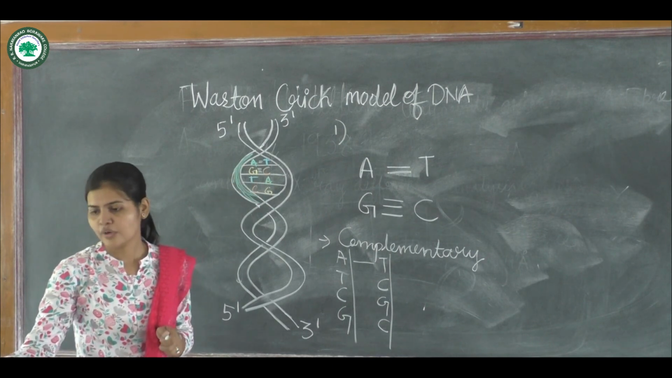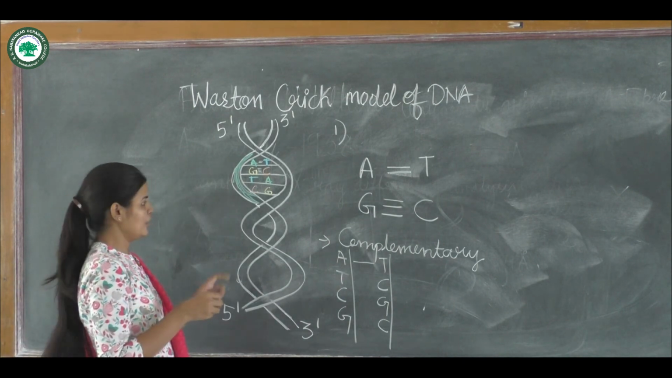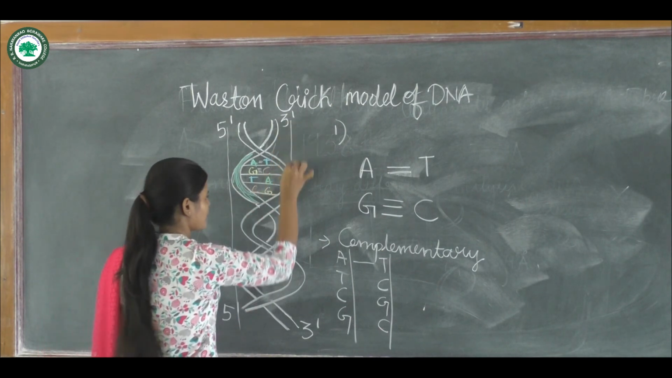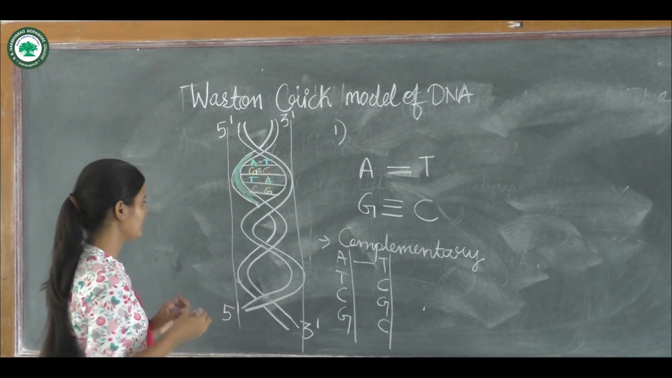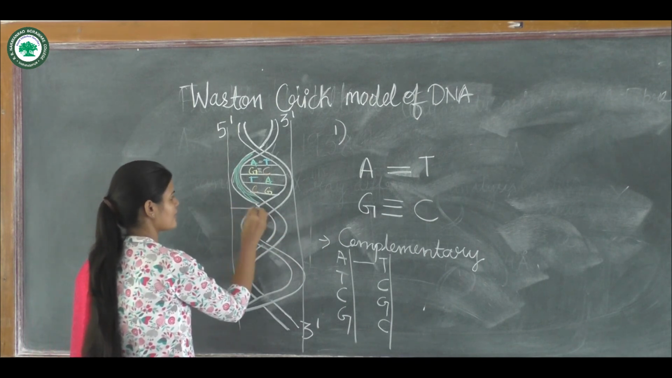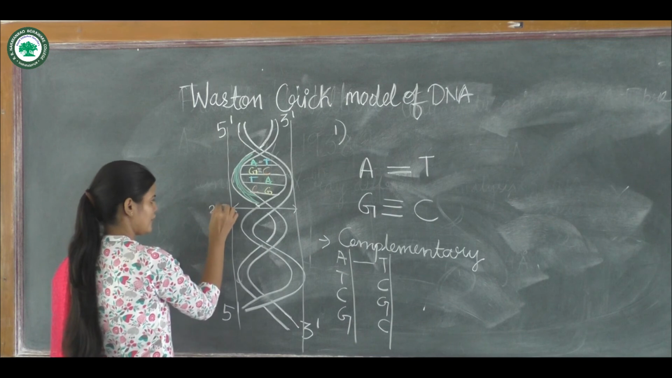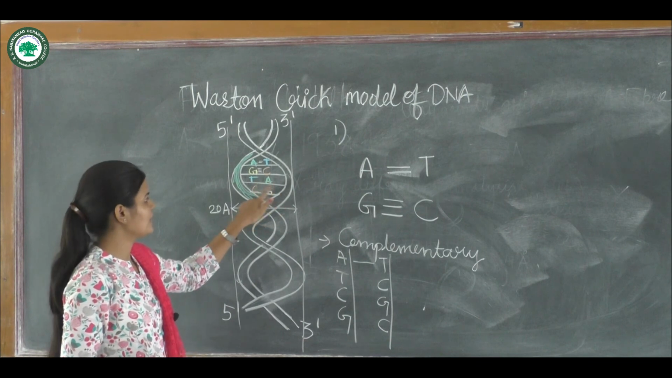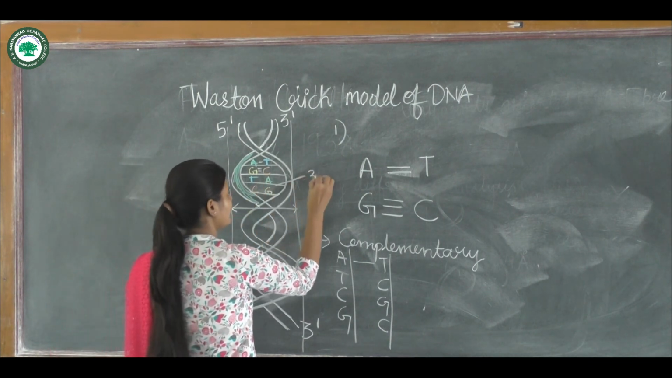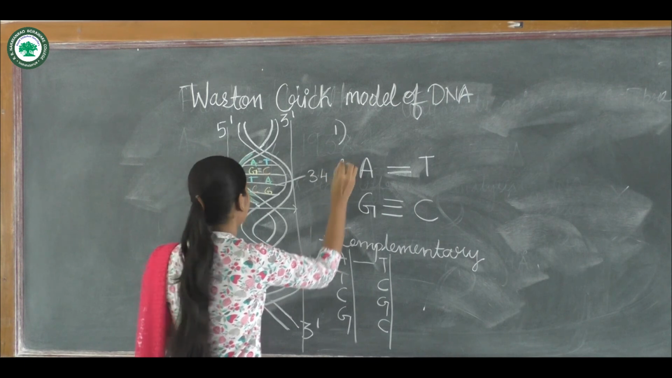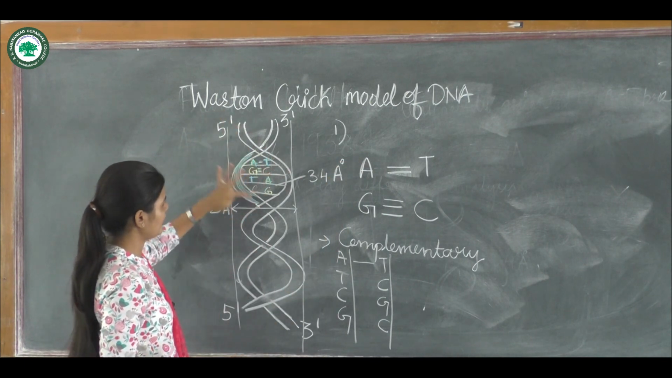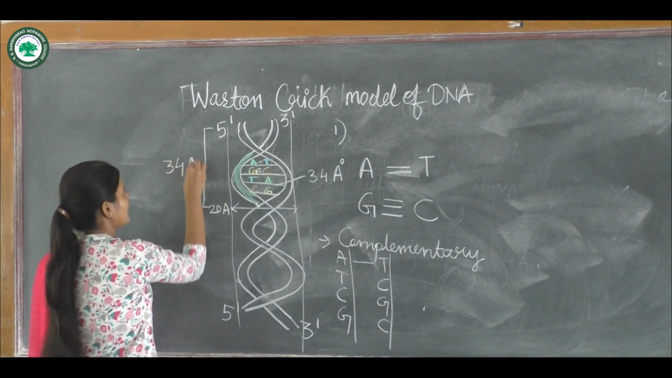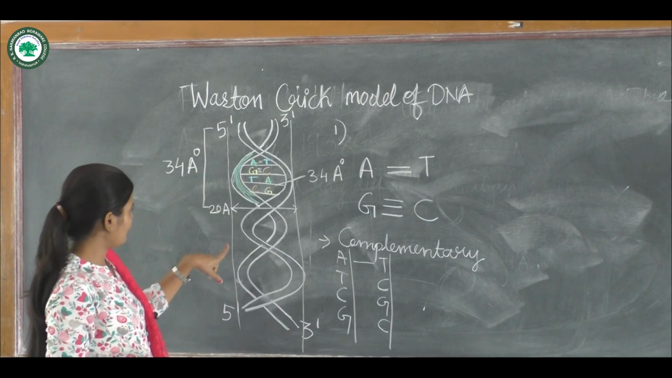After that, the next point is the polynucleotide sequence dimensions. Suppose this is the helix. The diameter of the helix is 20 angstrom, and the distance between two nucleotides, as I have already told, is 3.4 angstrom. The turn of one helix is equal to 34 angstrom.